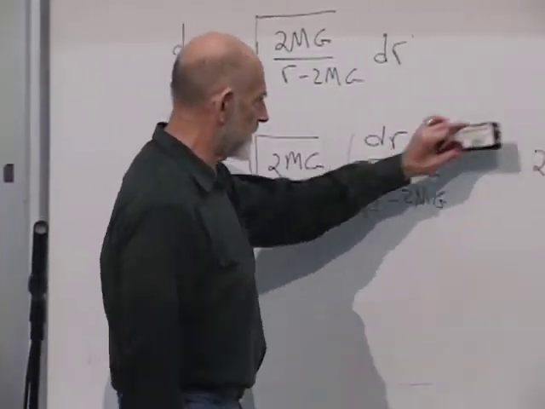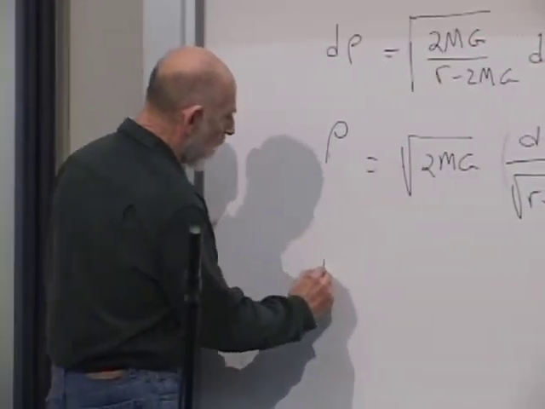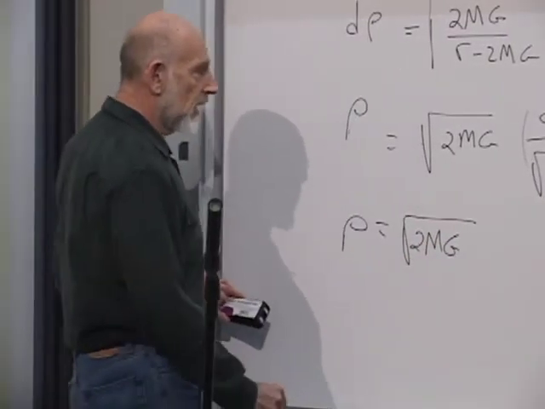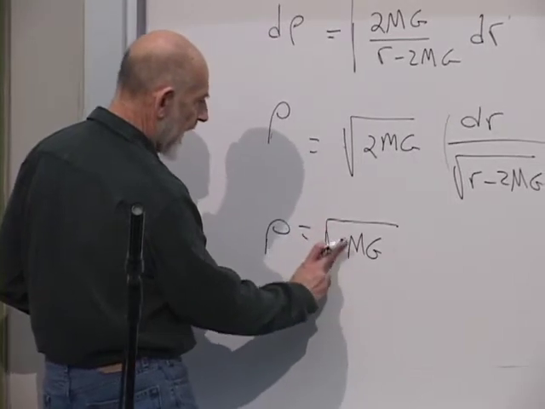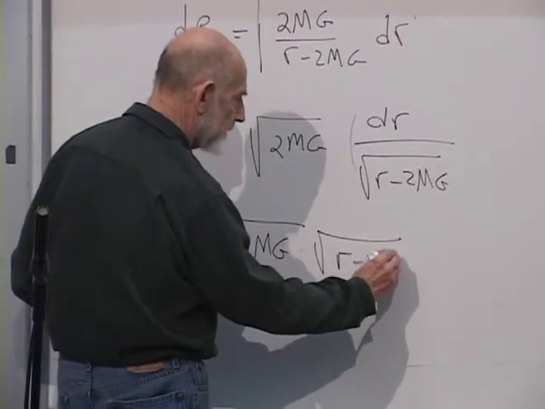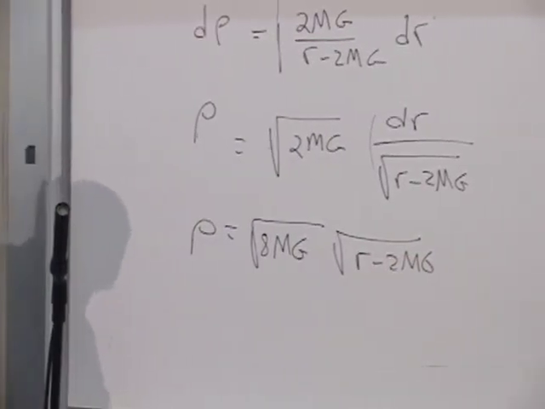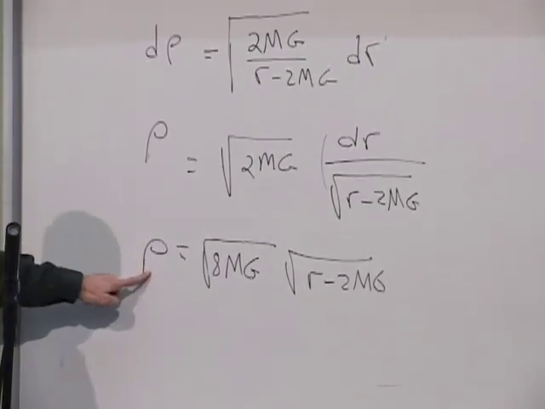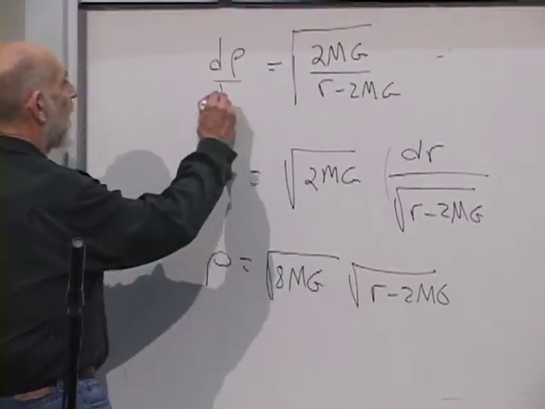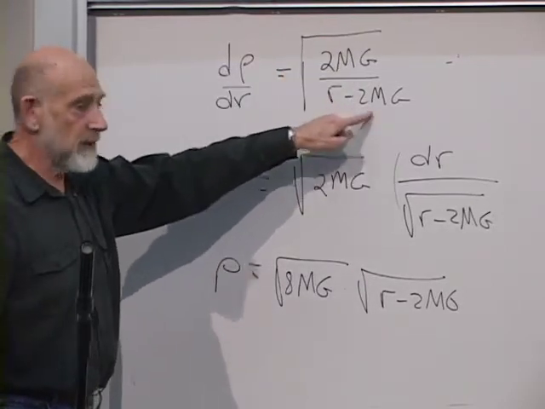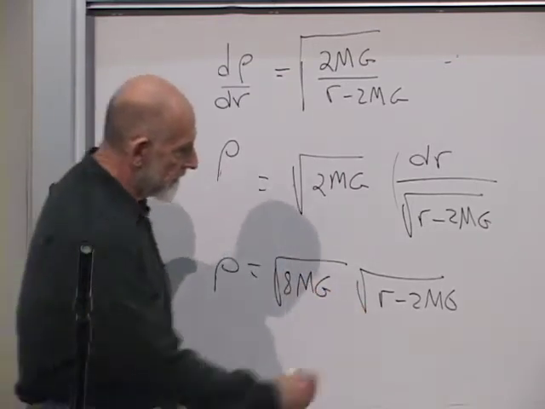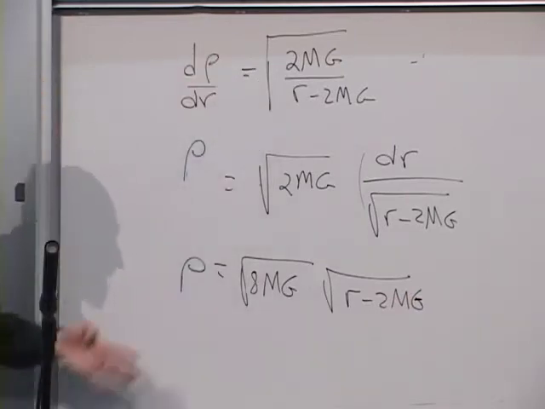So let's write the correct equation. Rho is equal to square root of 2mg times another factor of 2, that makes this 8, times square root of r minus 2mg. If you don't believe it, differentiate rho with respect to r and check. This is the same as saying that d rho by dr is equal to 2mg over r minus 2mg. Differentiate with respect to r and reproduce that. That's an exercise for you.